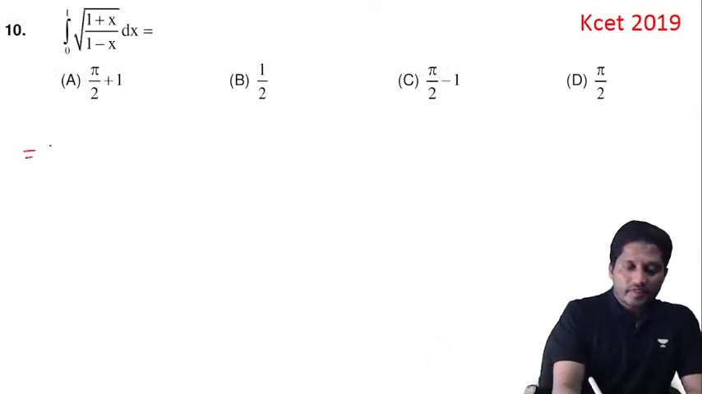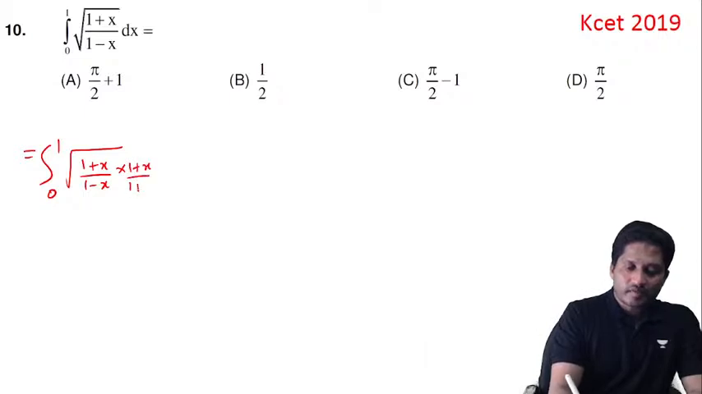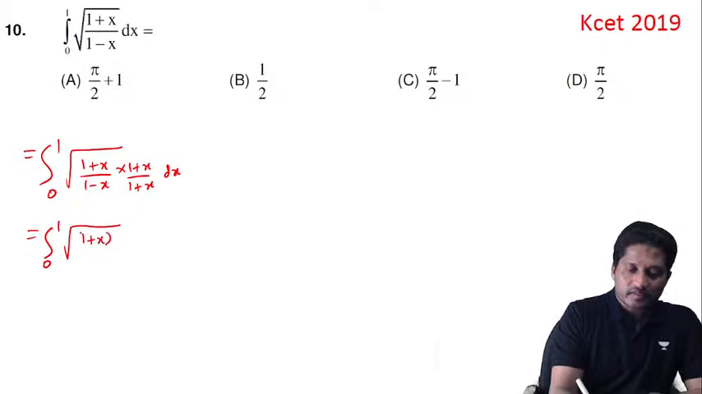See, I'll rationalize the denominator. 0 to 1 root of (1 plus x) by (1 minus x) into this is (1 plus x) by (1 plus x) dx. Now this is equal to 0 to 1, whole root of (1 plus x) the whole square. Right, (a plus b) into (a minus b) is a square minus b square, which is equal to dx. Now this is 0 to 1, numerator is 1 plus x divided by root of 1 minus x square dx.